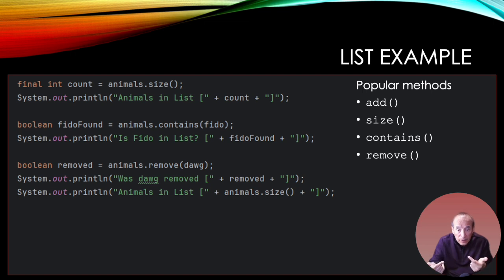Is that in the list? Yes, the equals method will have to be implemented, but that's another lesson. You can also remove it the same way. So you can add a Fido and you can remove a dog. All right. So those are some popular methods. A lot more. Check out the Java doc for all the implementations.